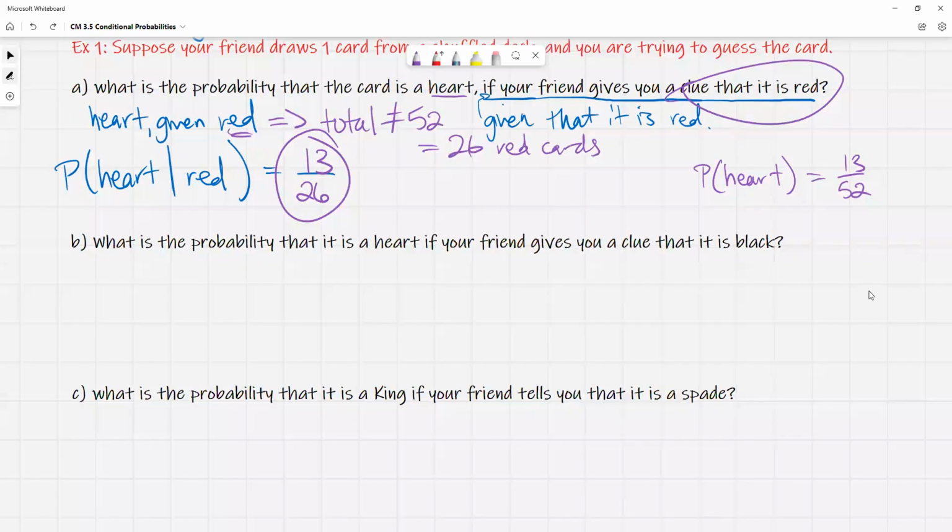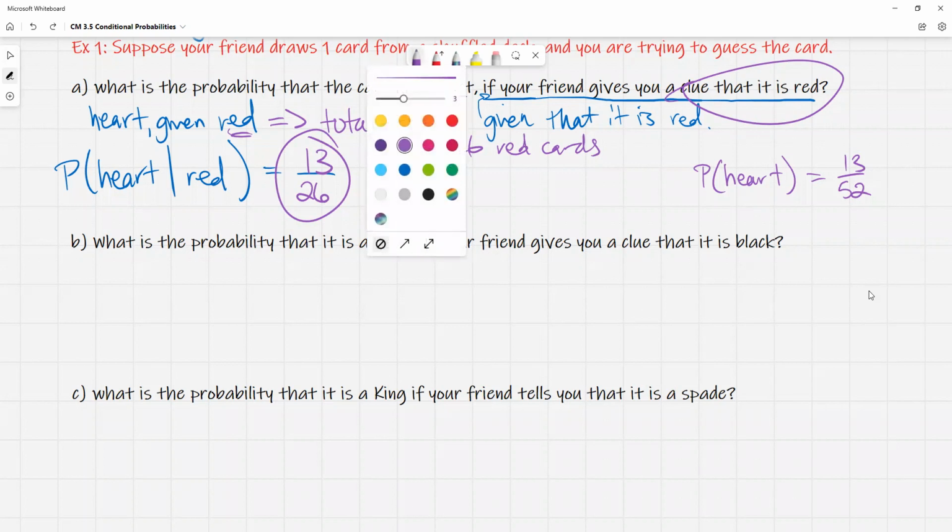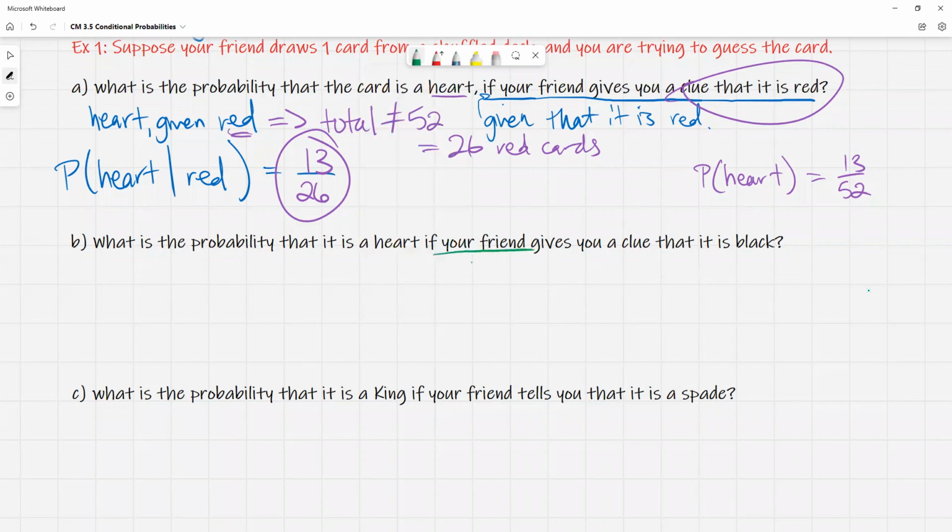Let's take a look at the next one. What is the probability that it is a heart if your friend gives you a clue that it is black, okay? So same kind of idea here. This is our given statement. So if your friend gives you a clue that it is black, that's our given, so given that it is black.